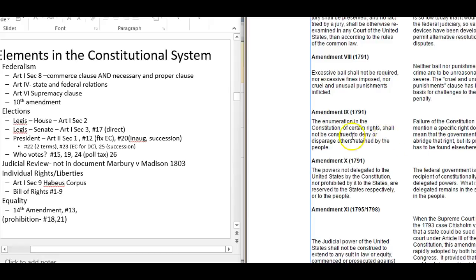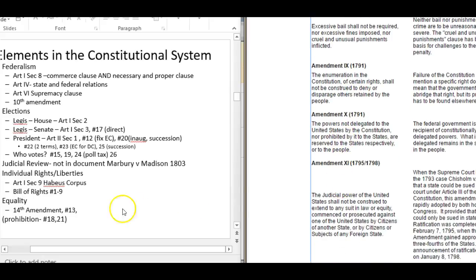Just the fact that there's a list of rights doesn't mean that there might not be some others that the people also have. There's really only been one right ever added to this list, and that's the right to privacy. And so he was kind of right. Other rights have been proposed or suggested, and the Supreme Court has said, no, that's not on the list. Okay, and Amendment 10.